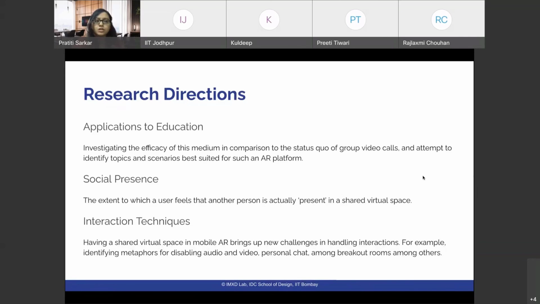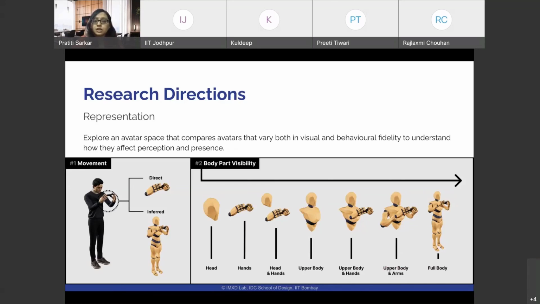So, in this one, we are particularly trying to look into the different directions of how the applications to education for this particular implementation can be done, and how do we evaluate the social presence, which is basically the extent to which a user feels that another person is actually present in the shared virtual space. And we are trying to investigate the different interaction techniques in the process, and also the different representations of the avatars that are there. So how the hair, hands, or the different representations can be used in the entire process.